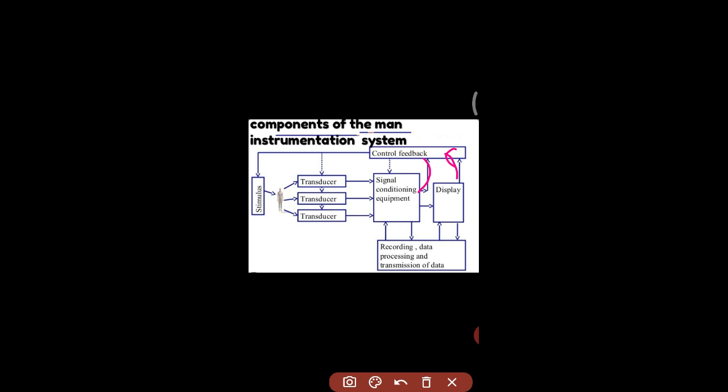Then this control feedback is further connected to the transducer, and the same control feedback is connected to the stimulus. Now these are the different components of the man instrumentation system.